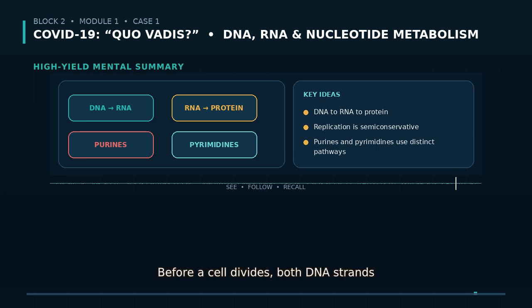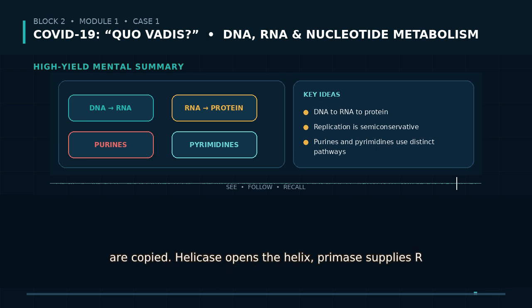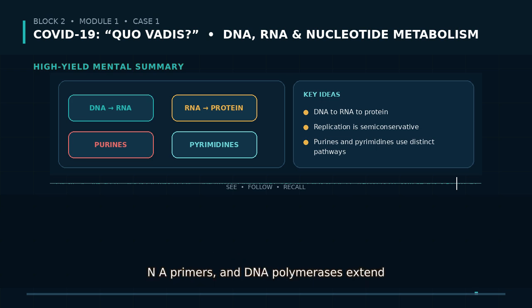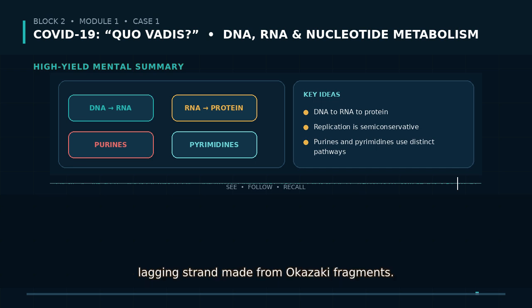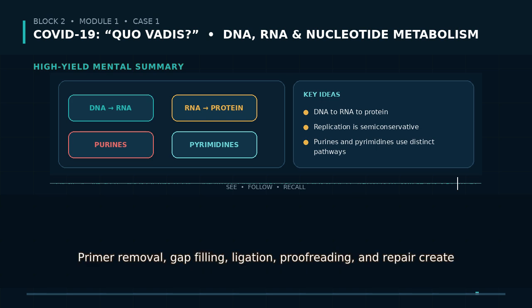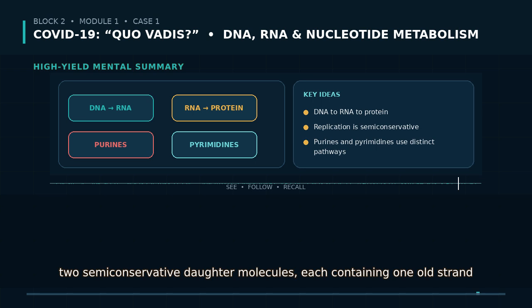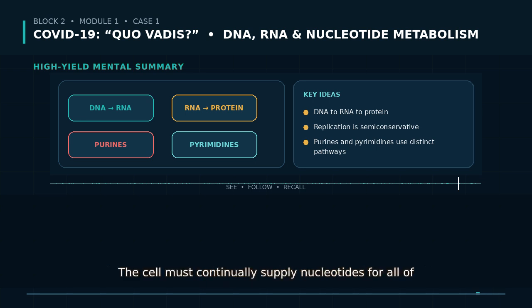Pyrimidines follow the opposite construction logic. Their ring is built first from glutamine, bicarbonate, and aspartate. The pathway forms orotate, attaches it to PRPP to make OMP, and decarboxylates OMP to UMP. UMP gives rise to UTP and CTP for RNA. Ribonucleotide reductase produces deoxyribonucleotide precursors for DNA, while thymidylate synthase and folate chemistry convert dUMP into dTMP.